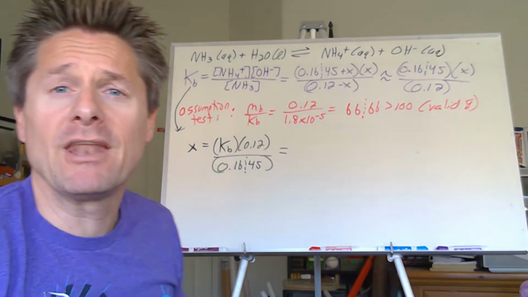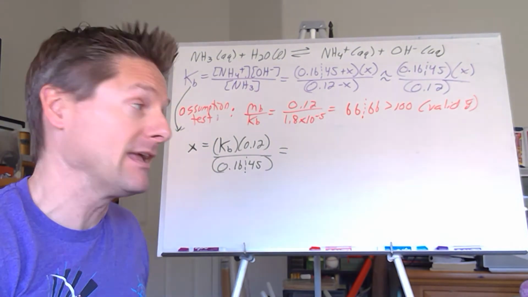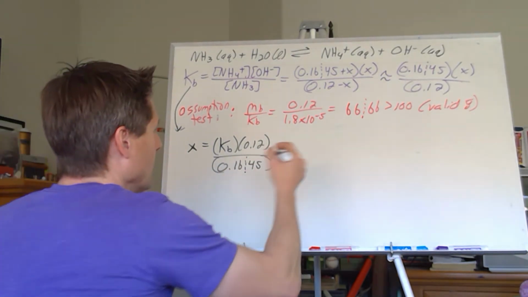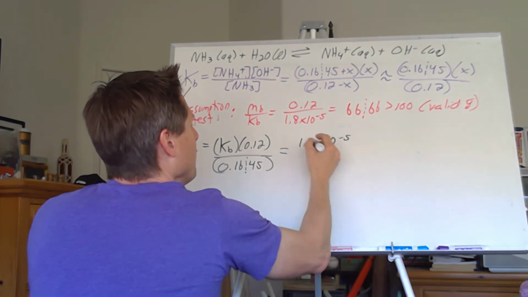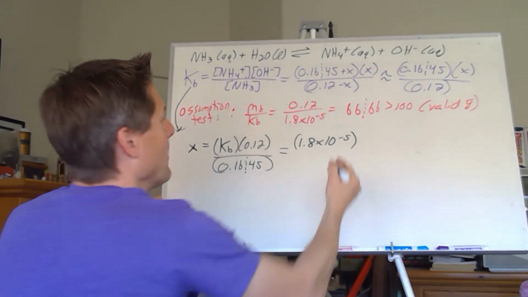And that's it. We don't even have an x squared term. So this is almost easier than the other one. We got two significant figures here. Let's plug in our Kb, 1.8 times 10 to the minus fifth. That's the same as we had from part A, right?